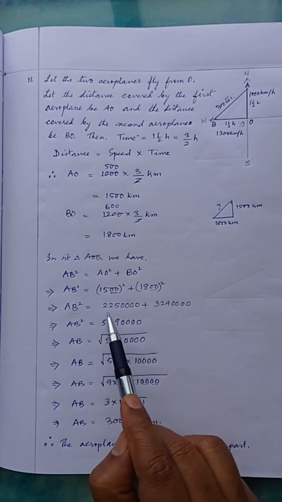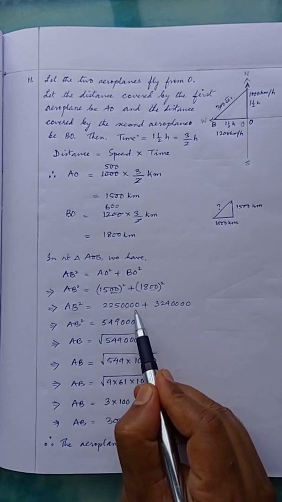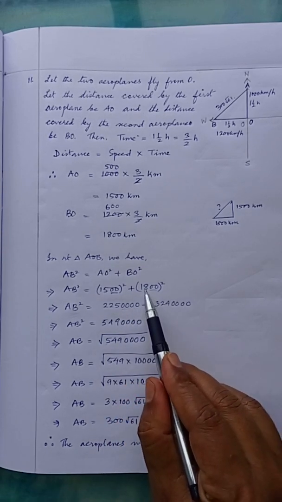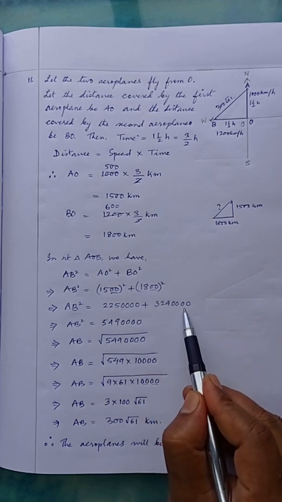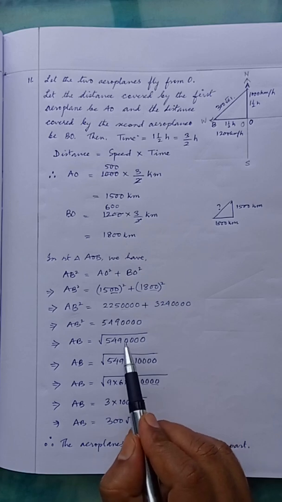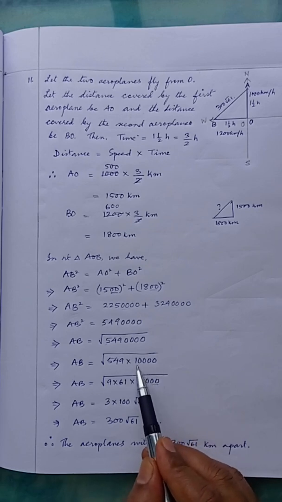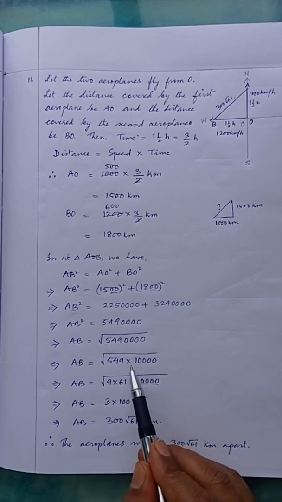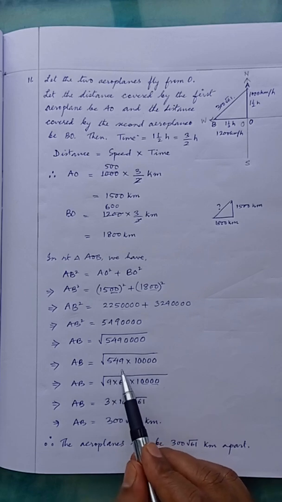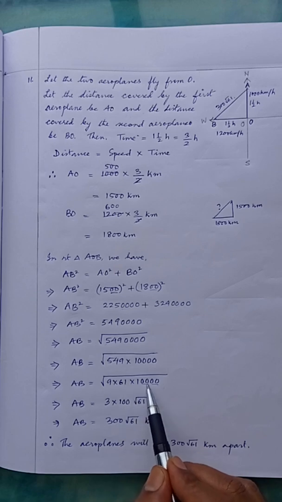So 1500 squared will be 225. As we have 2 zeros here, we'll double up to get 4 zeros, and here 18 square is 324, zeros will be doubled again. When we add, we can see a number here quite huge, and for factorizing this, we will just separate the zeros. We can separate here. 10,000 is taken away from 549. 549 when factorized will give 3 into 3 into 61. So instead of writing 3 into 3, I just wrote 9 into 61 into 10,000.